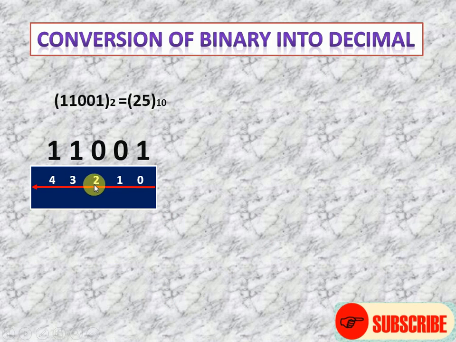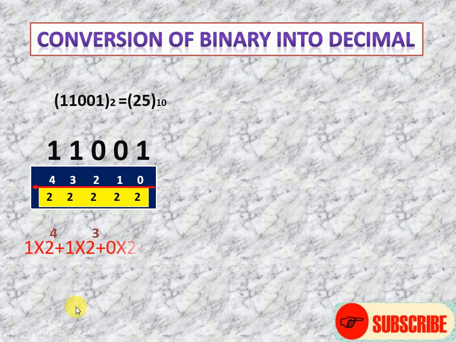For the numbers 0, 1, 2, 3, 4, the base will be 2. So now we have 2 to the power 4, 2 to the power 3, 2 to the power 2, 2 to the power 1 and 2 to the power 0. So the next step, we will multiply these digits 1, 1, 0, 0, 1 with these numbers. I mean 1 into 2 to the power 4, 1 into 2 to the power 3, 0 into 2 to the power 2, 0 into 2 to the power 1 and 1 into 2 to the power 0. And after that we will add all the products.